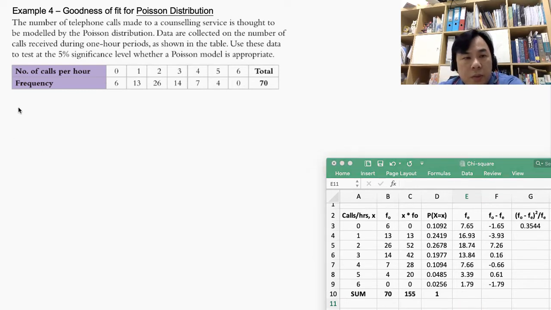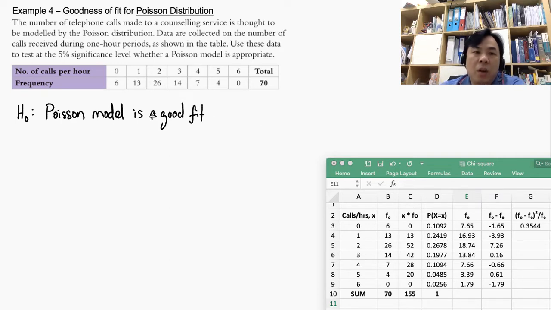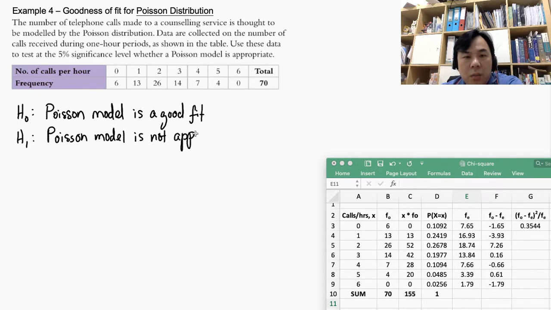Now the first part is always to write down the hypothesis statement. So we'll say that the Poisson model is a good fit. You can say that Poisson model is a good fit, or you can say that Poisson model is appropriate, it doesn't matter here. The second one will be Poisson model is not appropriate. All right, so there you go. That is our first step, identifying the objective of this test.